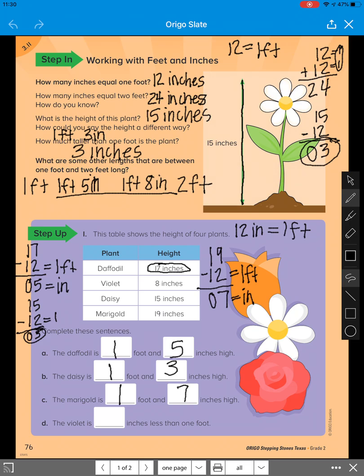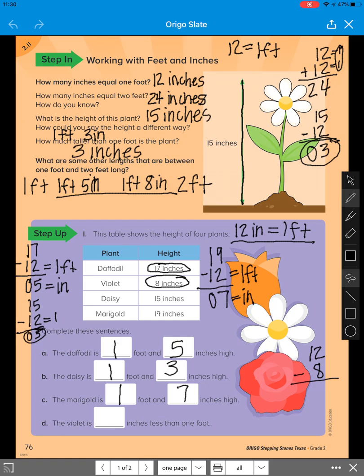It says the violet is blank inches less than 1 foot. So I'm going to come over and look at the violet. It says 8 inches. And we know 12 inches equals 1 foot. So we know that's less than. So I need to figure out how many more inches I need. So it's going to be 12 minus 8.